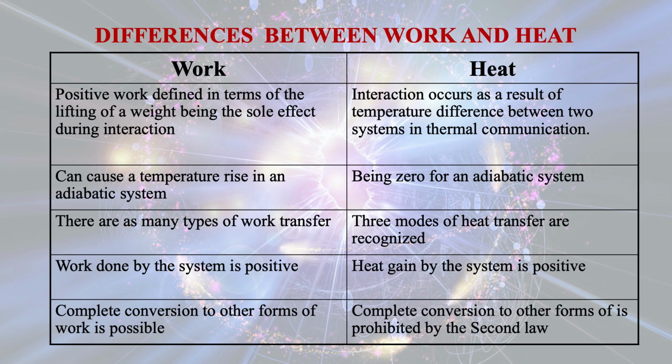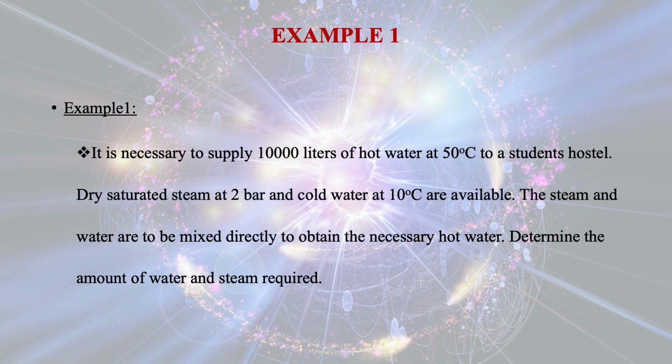Now let us solve a very interesting problem, and it will be clear to us how there is a heat transfer between the hot bodies to the cold bodies. So the problem is this: it is necessary to supply 10,000 liters of hot water at 50 degrees centigrade to a student hostel. Dry saturated steam at 2 bar and cold water at 10 degrees centigrade are available. So the steam and water are to be mixed directly to obtain the necessary hot water. Determine the amount of water and the steam required.